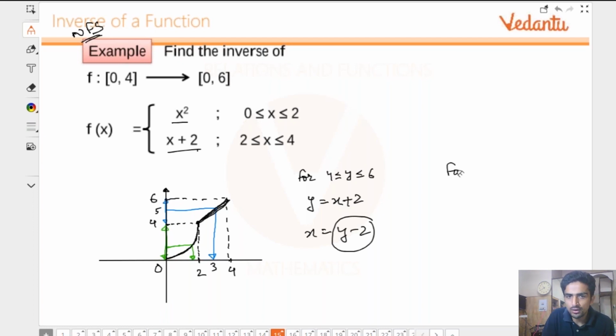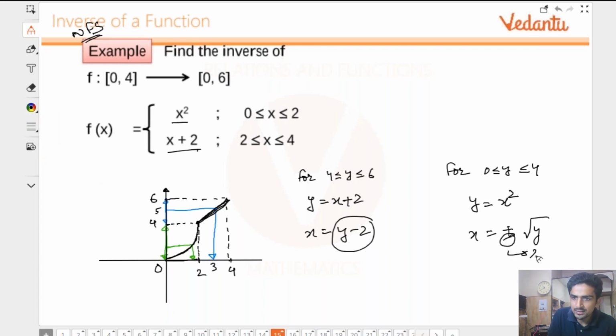That is for y 0 to 4. I'll be coming back using x square. So x is plus minus root y. Clearly, we are dealing with only positive values, so negative will be rejected. So in this case, inverse is this. In this case, inverse is this.